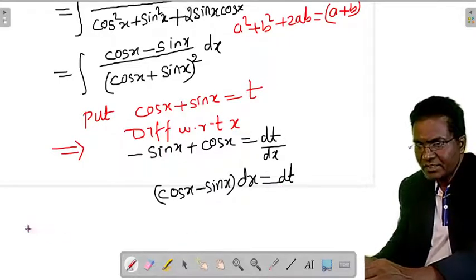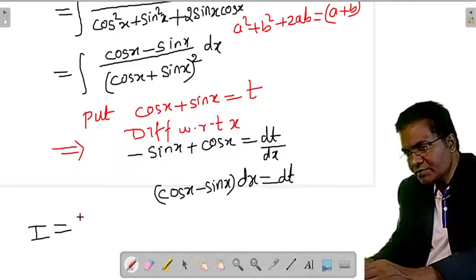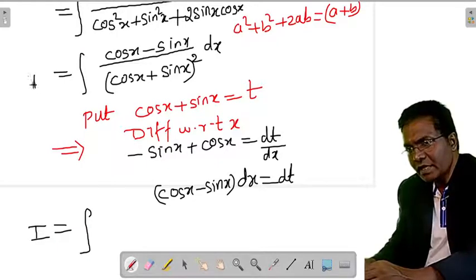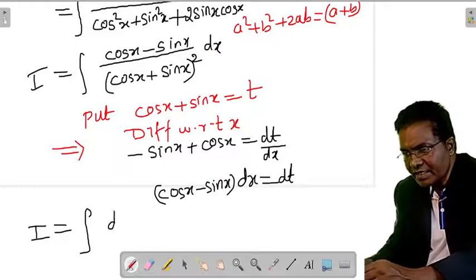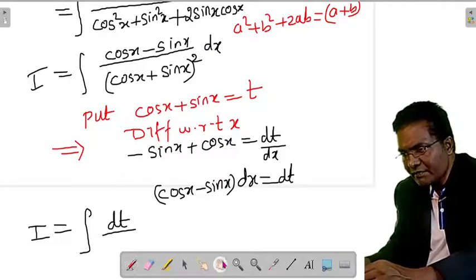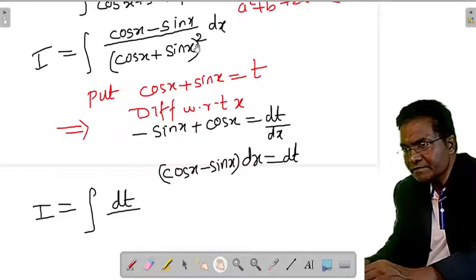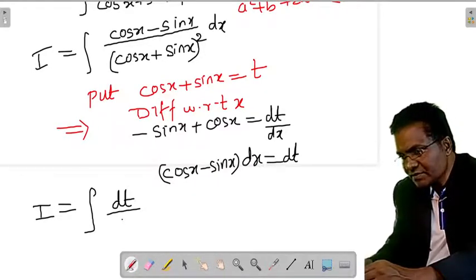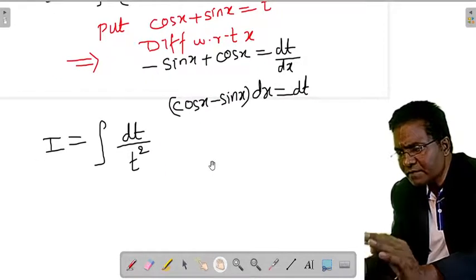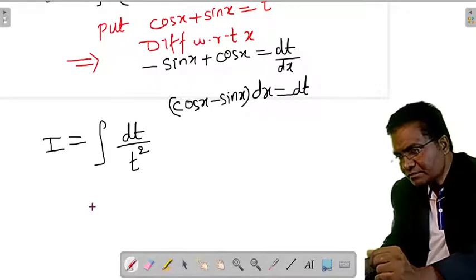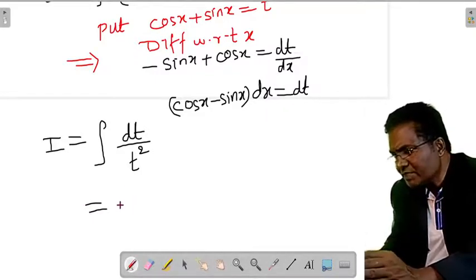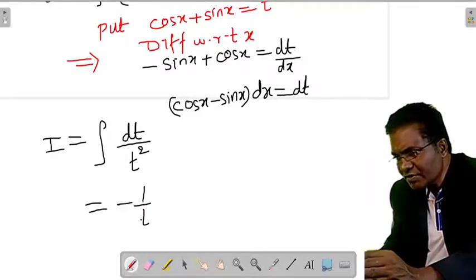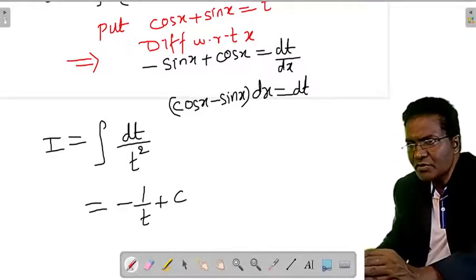Now see here what I reduces to. This is your I. Cos x minus sin x dx is dt, so I can write dt whole divided by t, which is cos x plus sin x, so it is t squared. This turned into a very simple term. Now as we all know, integration of 1 by x square is minus 1 by x. Please note down this.